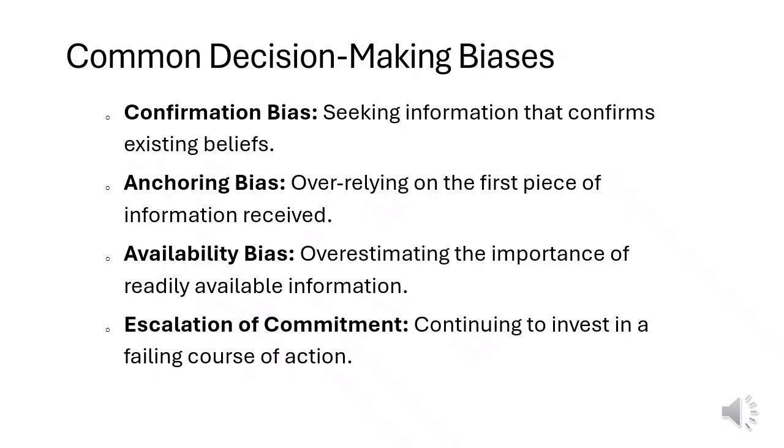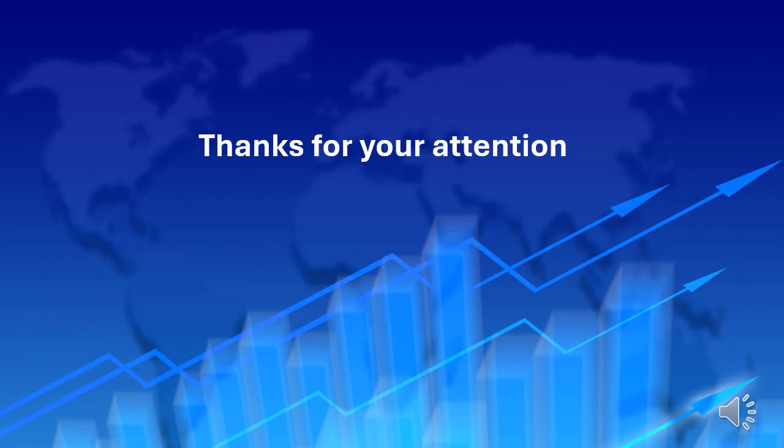Availability bias involves overestimating the importance of readily available information while neglecting less accessible data. An escalation of commitment involves continuing to invest in a failing course of action, even when it's clear that it's not working. That completes the introduction to this session.